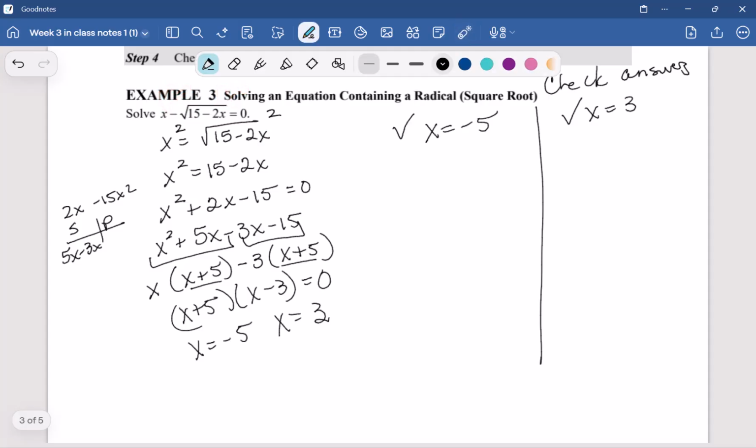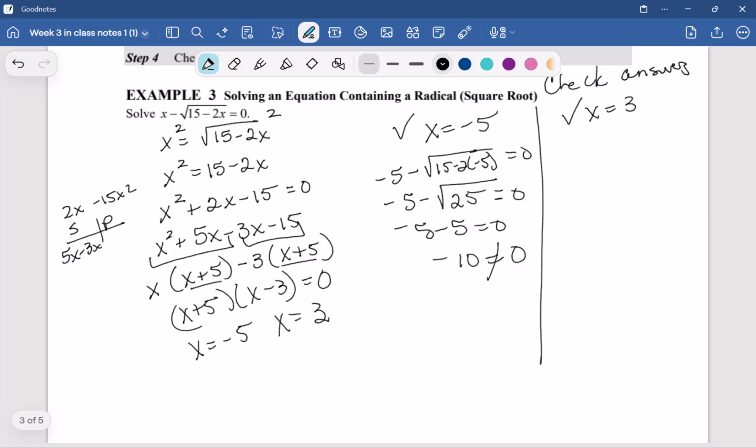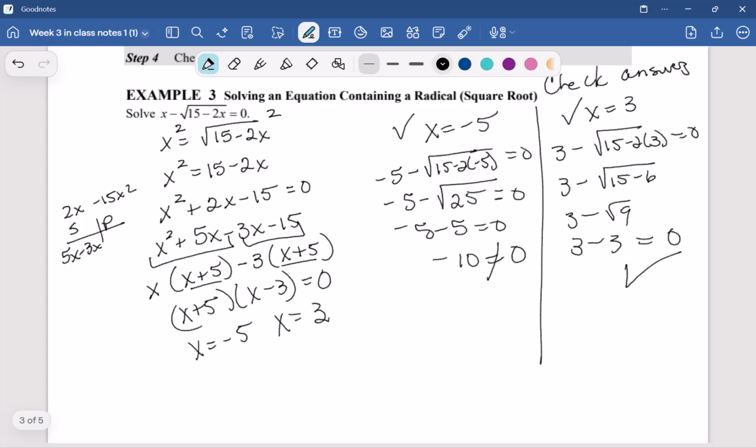Okay, so I'm going to do negative 5 minus the square root of 15 minus 2 times negative 5 equals 0. So negative 5 minus the square root of 15 plus 10 is 25. Negative 5 minus 5. Negative 10 does not equal 0, so that one's not it. So 3 minus the square root of 15 minus 2 times 3. 3 minus the square root of 15 minus 6. 3 minus the square root of 9. 3 minus 3. That does equal 0, so that one works. So I throw away the negative 5, and my answer is the 3.